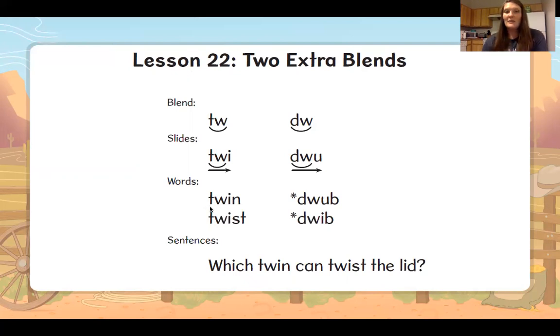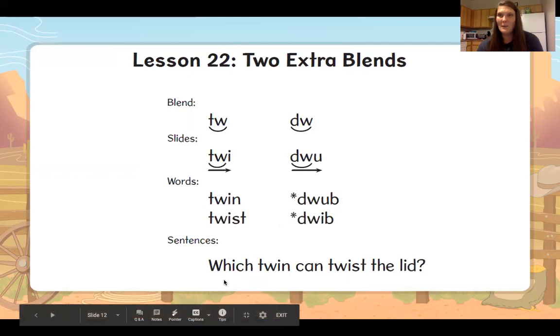All right, so we have some words here. Twin, twist. Ooh, there's a blend at the end there. Then we have two nonsense words over here with the DW. Dwub and dwib. Those are fun to say. Let's say those again. Dwub and dwib.